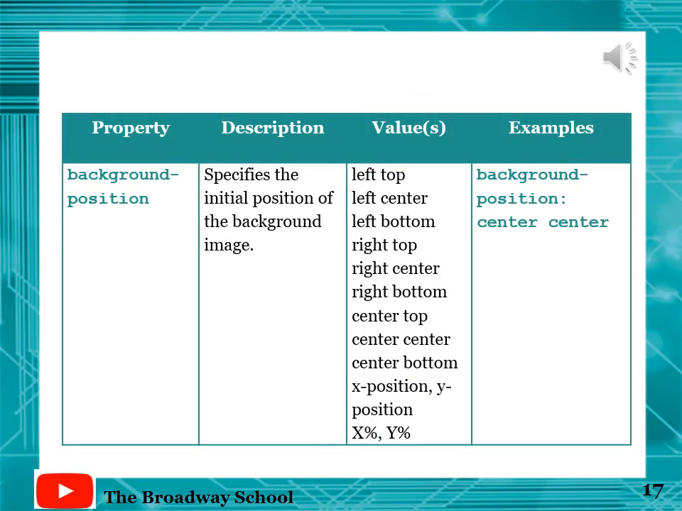Third property is background position. Specify the initial position of the background image, from where the background will start. Values will be left top, left center, left bottom, right top, right center, right bottom, center top, center center, center bottom, X position, Y position, X%, Y%. The example is background-position, center center. In this case, your image will be placed in the center position, horizontally in the center and vertically in the center.